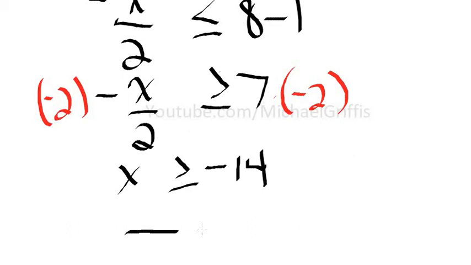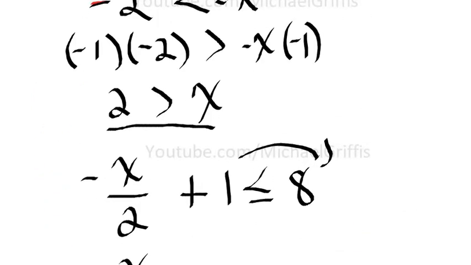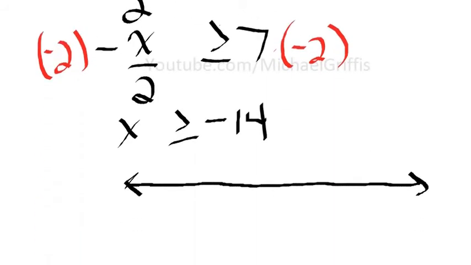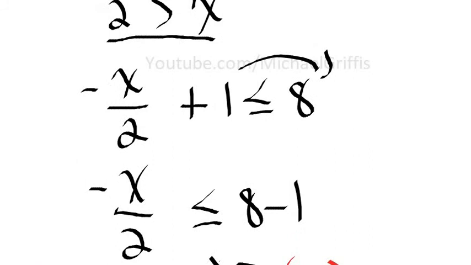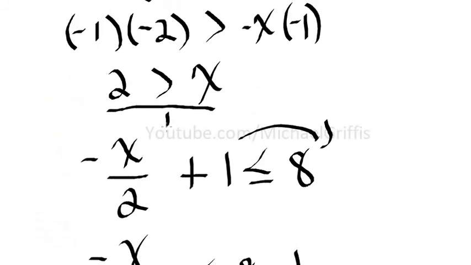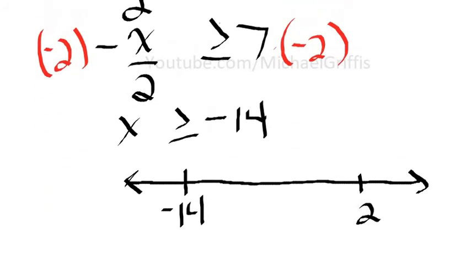Let's go ahead and plot this, so we've got a picture to look at. We have x is greater than or equal to negative 14 and x is less than 2. So here's negative 14, we're going to put that right there, and we're going to put 2. Now you notice in this inequality, x is less than 2, it doesn't include it, so we've got to keep that in mind.